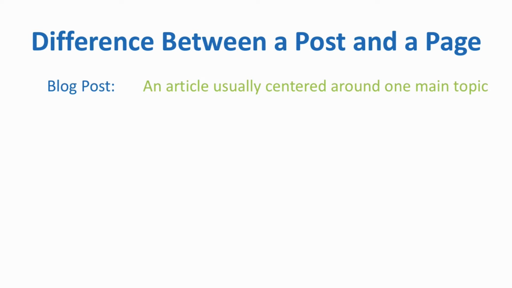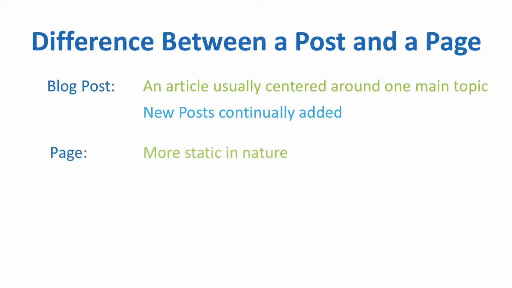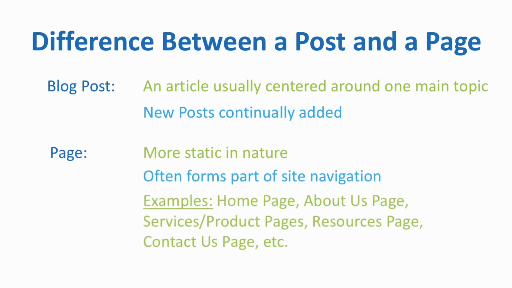While posts can have been on your site for many years and still have traffic to them, posts are more fluid than pages, in that in order to stay current, engage the reader, and help the search engines rank your site, new post content has to be created quite regularly, whereas a page stays in one place, and usually forms part of your site navigation. Examples of common pages on a website are your home page, of course, your About Us page, services or product pages, resource pages, contact us page, etc.